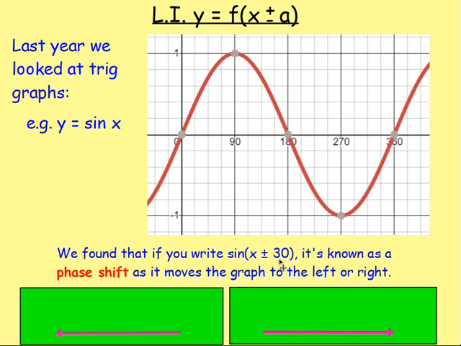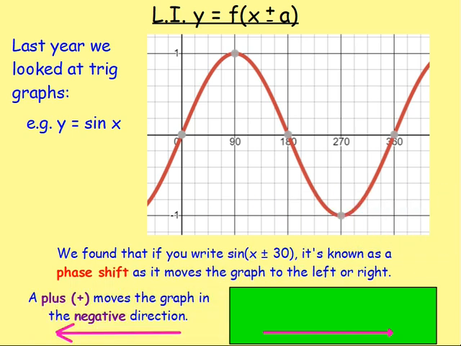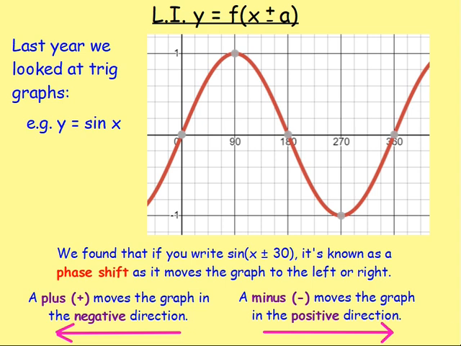This 30 will be a phase angle and it moves the graph to the left or the right. If you have a plus, it's going to move the graph in the negative direction. So plus 45 would not move it up to 45, it would move it to the left 45 degrees. If you have a minus, then the minus is going to move it in the positive direction. So an x minus 30 would move it 30 degrees to the right.